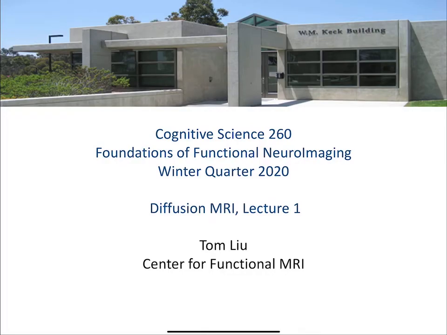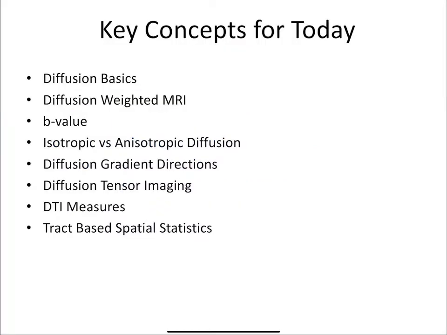Okay, so we're going to start off with the key concepts. We're basically going to start off talking a little bit about what diffusion MRI is. We're going to talk about something called the B-value. And we're going to talk about how just using diffusion-weighted MRI is useful for certain things. But then we're going to go on to differentiating between what's called isotropic and anisotropic diffusion. Talk about diffusion gradients, diffusion tensor imaging, what you can measure with DTI, and then track-based spatial statistics.